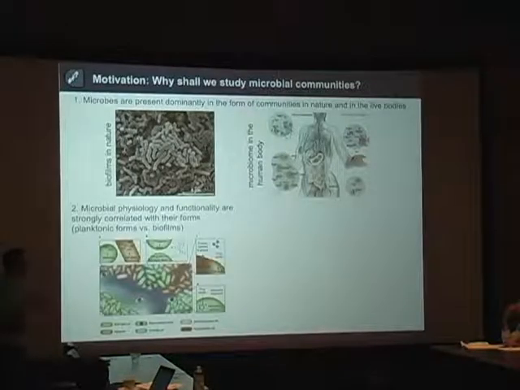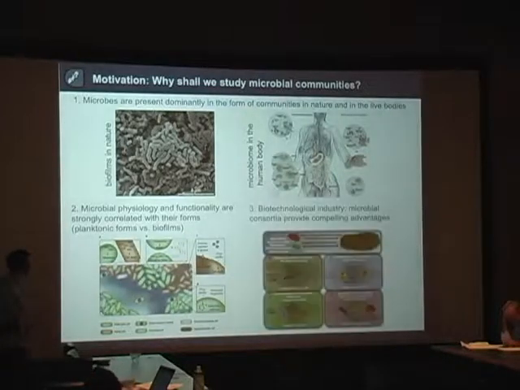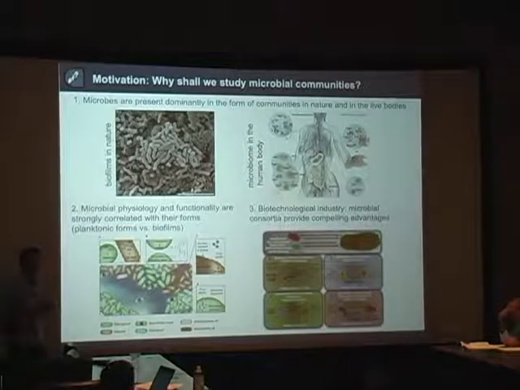The second reason is that the physiology as well as functionality of bacteria can highly depend on their form. When they are in a single cell form or when they are in a biofilm community form, the physiology and functionality could be very distinct. A very good example is bacterial antibiotic resistance. Single bacteria are often sensitive to antibiotics. However, when they form a community, they gain resistance by communicating with each other, so they can grow even under the stress response.